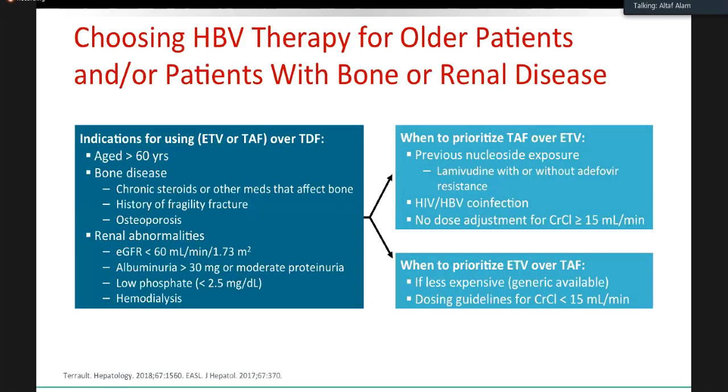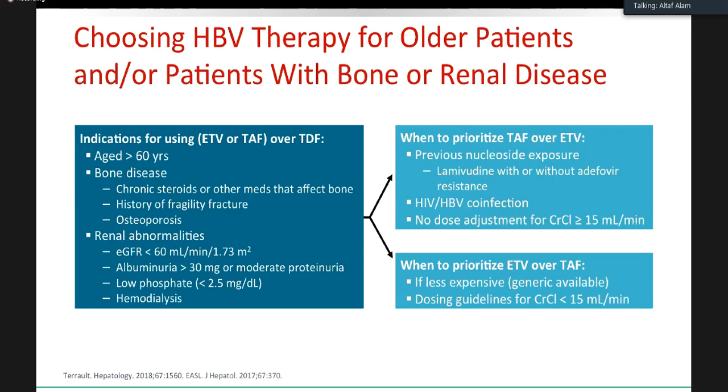When should you select entecavir or TAF over TDF? If your patient is more than 60, has any bone disease or renal disease, you should either use entecavir or TAF rather than TDF. And it's good that we have these two options, because TAF should be prioritized over entecavir if a person has previous nucleoside exposure, particularly to lamivudine with or without adefovir resistance. So you should use TAF. So both drugs are useful.